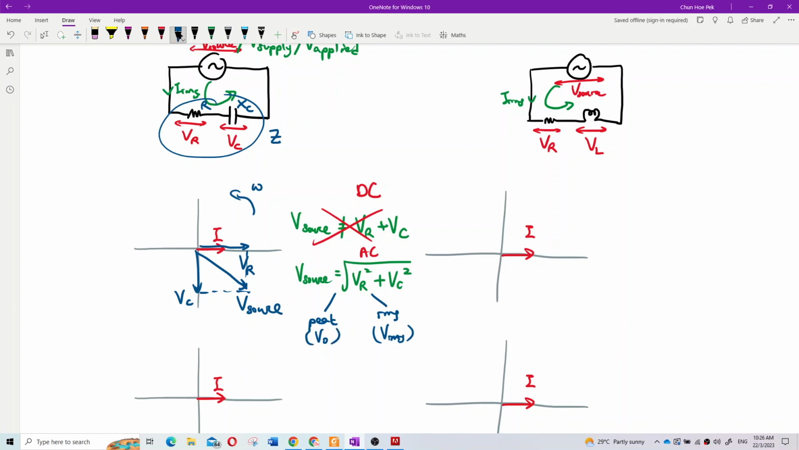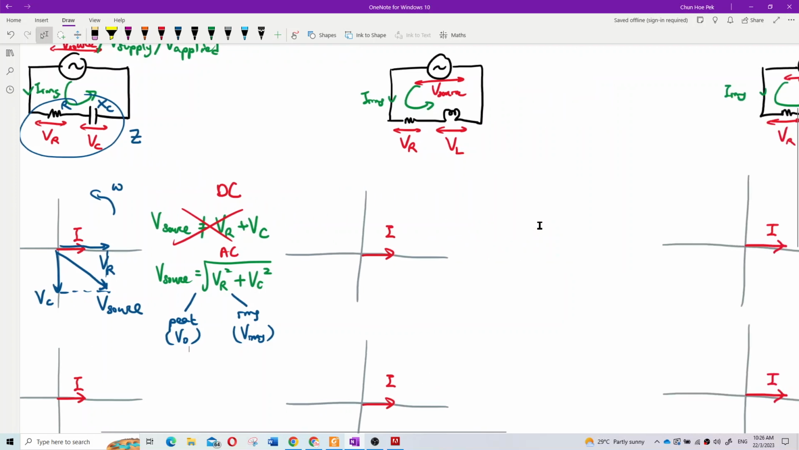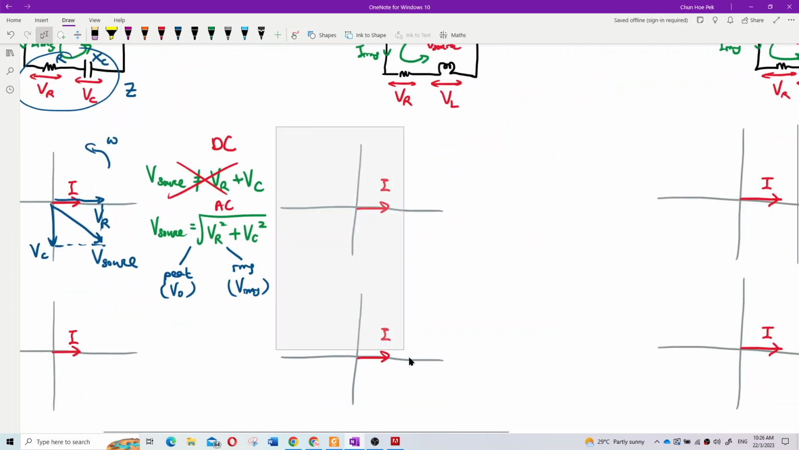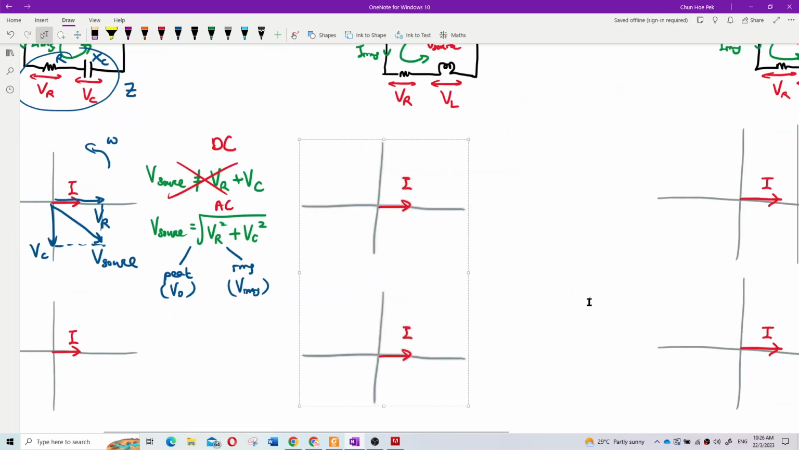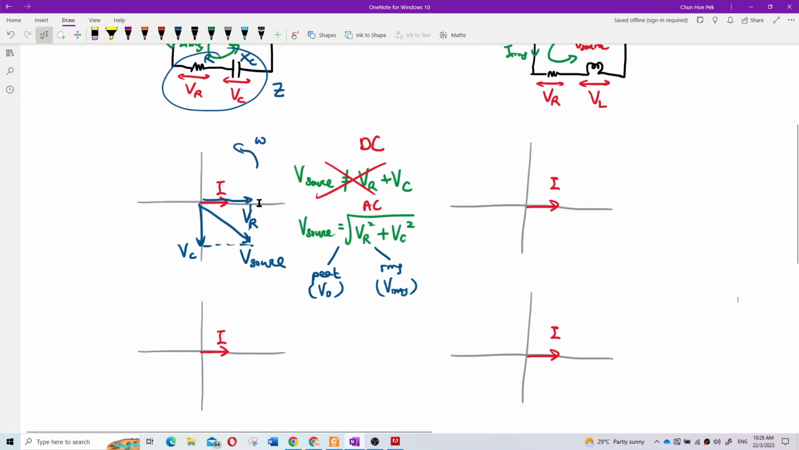Understand, class? Okay. So if you use peak value, then use peak values, and if you use root mean square value, then we all use root mean square value. That's to find the V source.